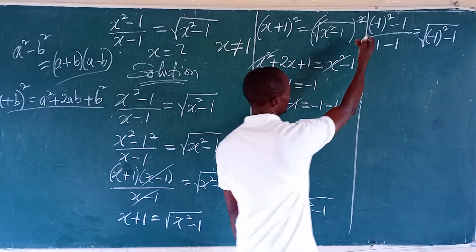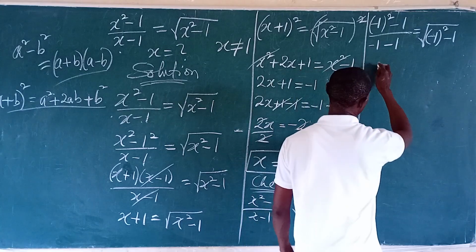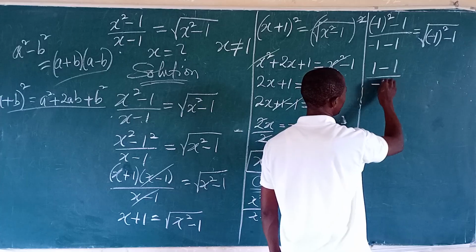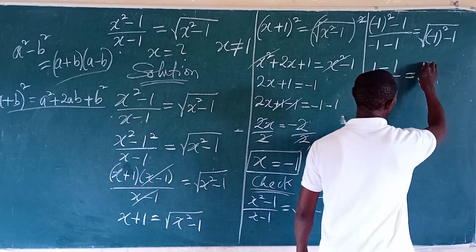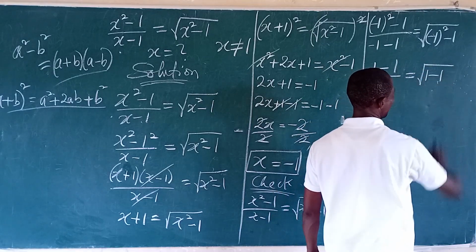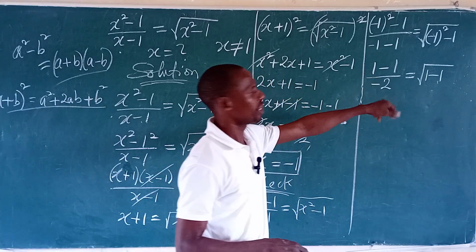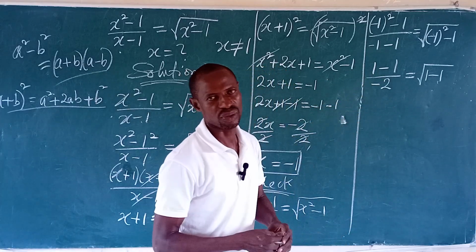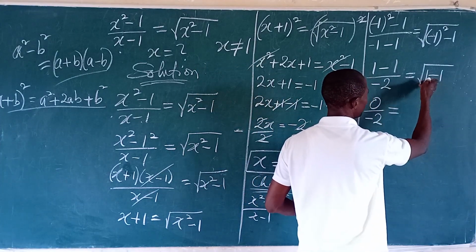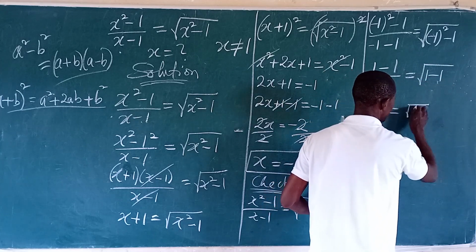Easy? Good. So minus 1 to the power of 2 will give us positive 1. And so we're going to have 1 minus 1 all over minus 1 minus 1, which will give us minus 2, equal to the square root. Minus 1 to the power of 2 will give us positive 1 minus the existing one we have in here. So here we have an invisible plus. So we're going to have here plus 1 minus 1 that will give us 0. So we have 0 all over minus 2 equal to the square root of 0.